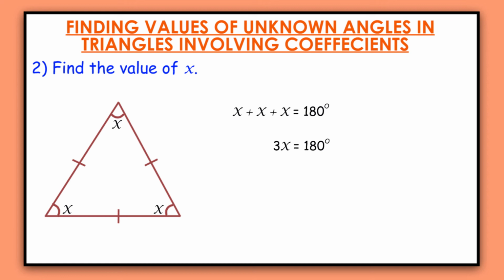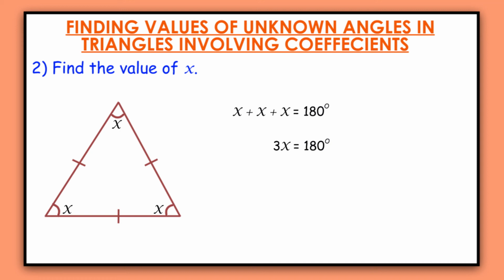So we shall go to our third step, where we are going to divide both sides by the coefficient. We have said the coefficient is the integer that is written before an unknown, or that shows the quantity of the unknown. And right now the quantity is 3. 3x is equal to 180 degrees.